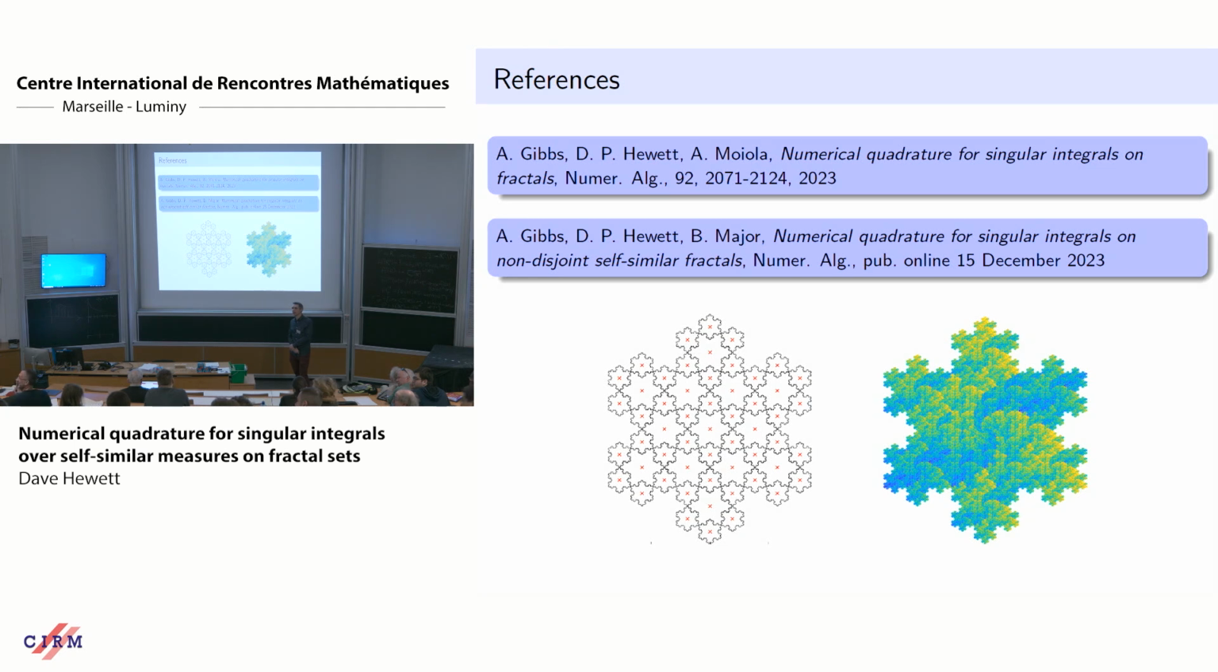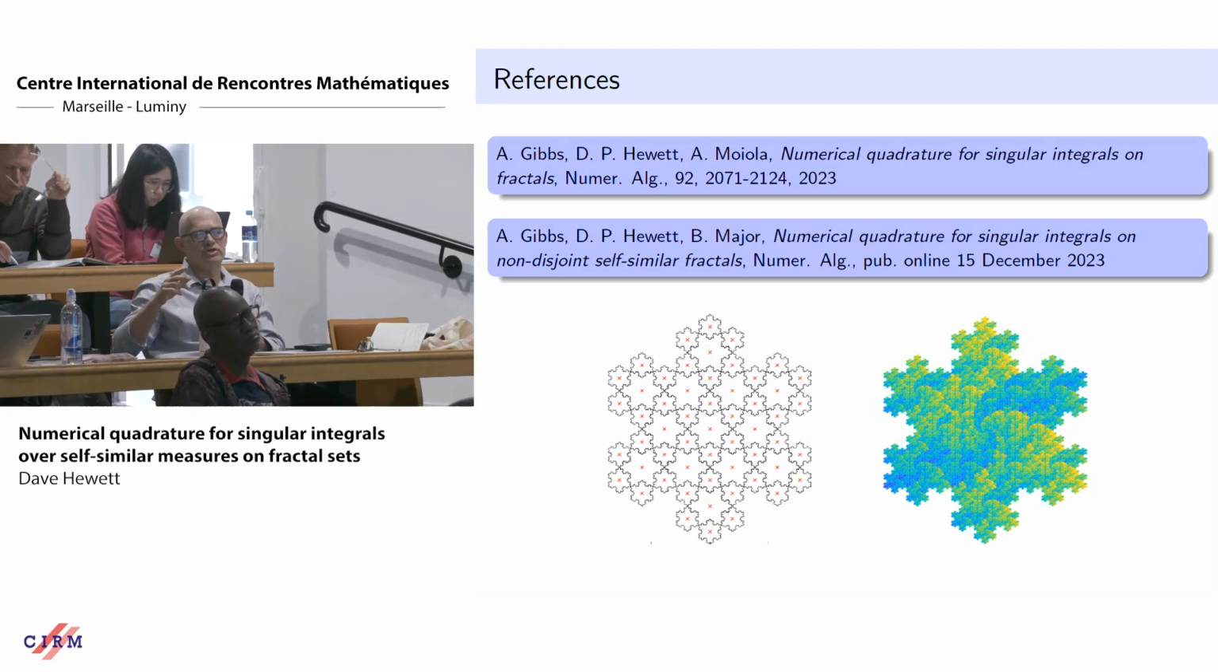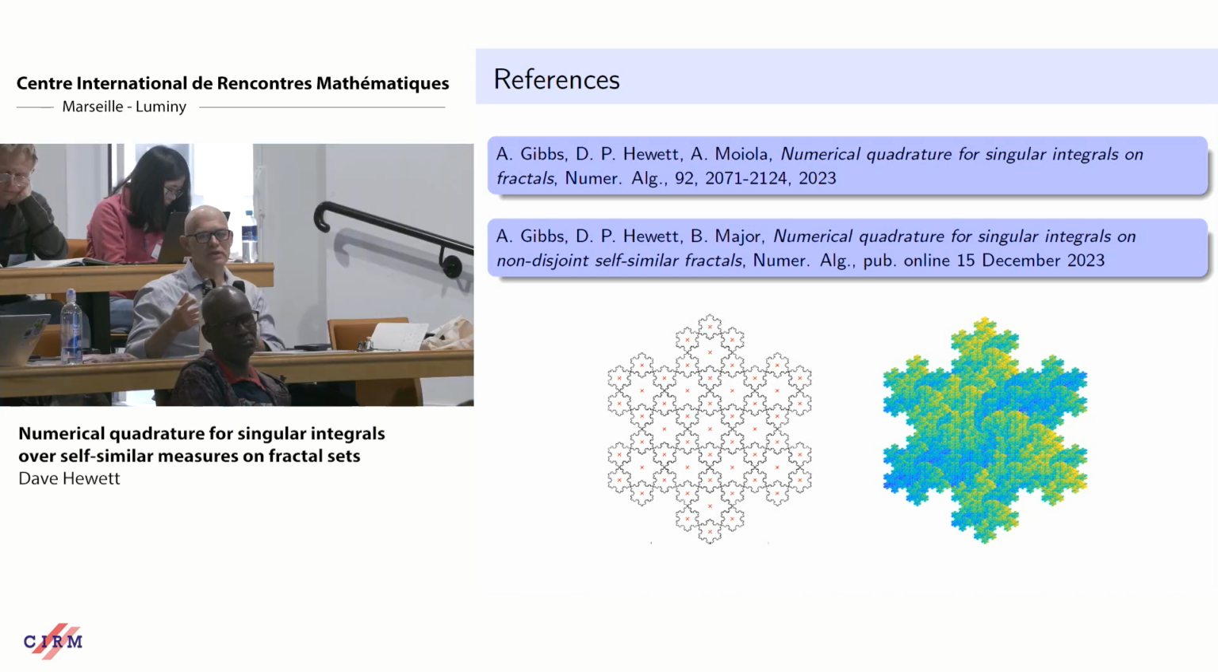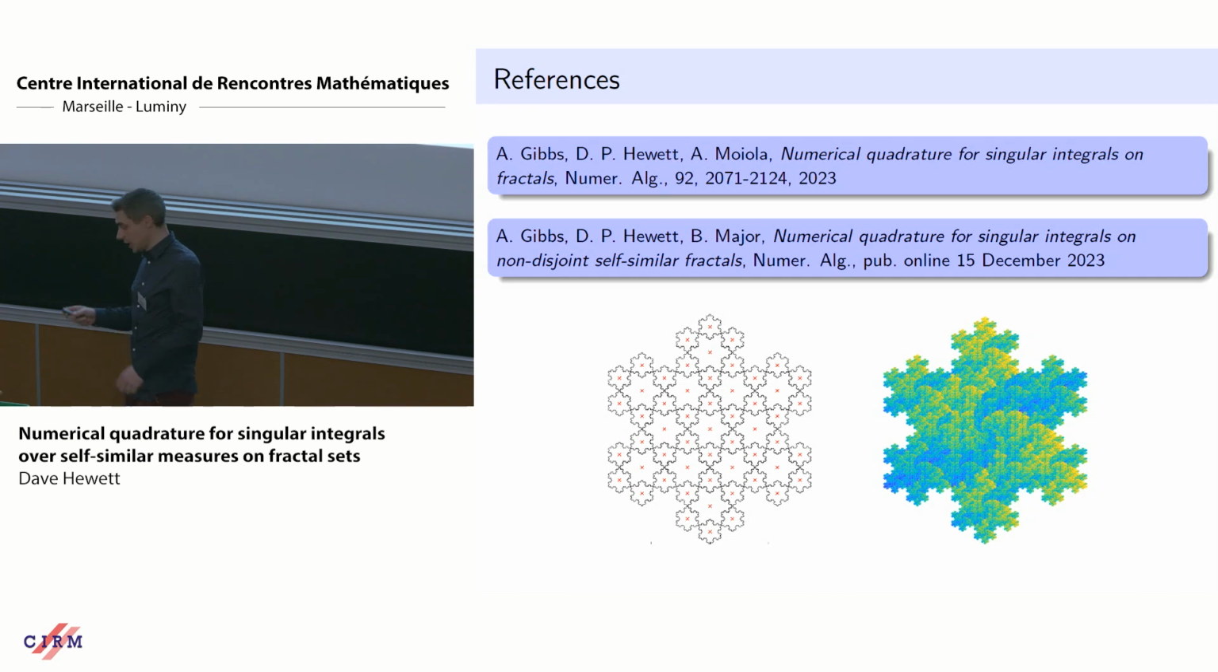So it then follows that you get this h² convergence for any integrable singularity? I mean, what are the assumptions on the singularity? Yes, exactly. Any integrable. And what is h for the Sierpinski gasket? What is the h?